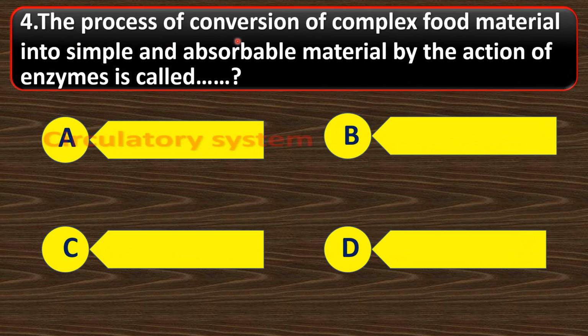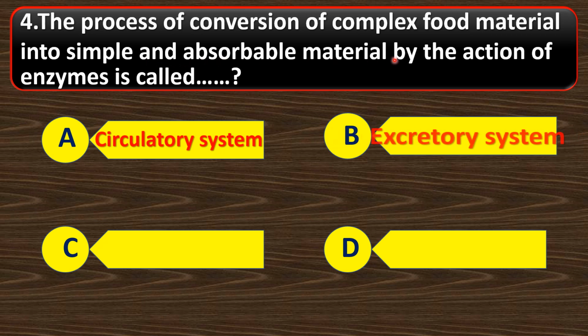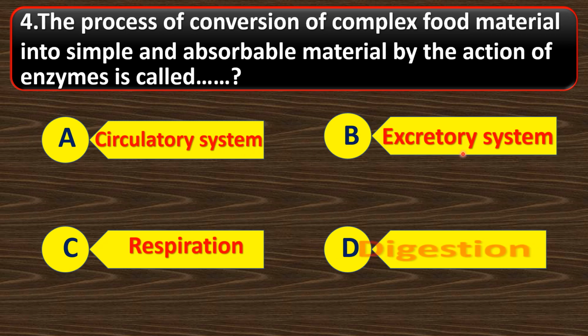The process of conversion of complex food material into simple and absorbable material by the action of enzymes is called option A circulatory system, option B excretory system, option C respiratory system, and option D digestion. The correct answer is option D, digestion.